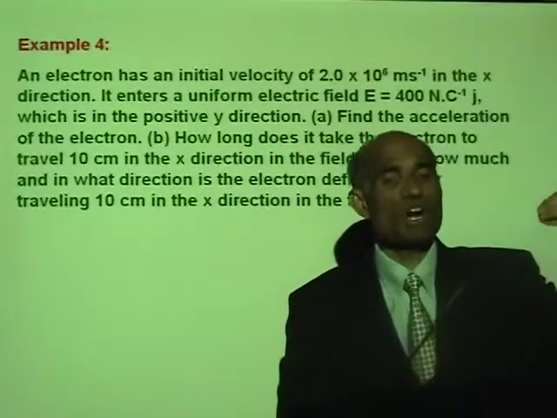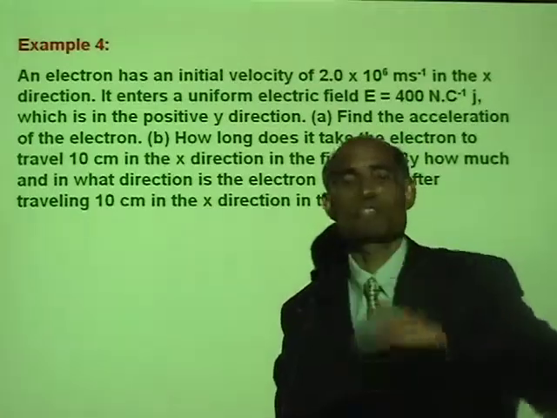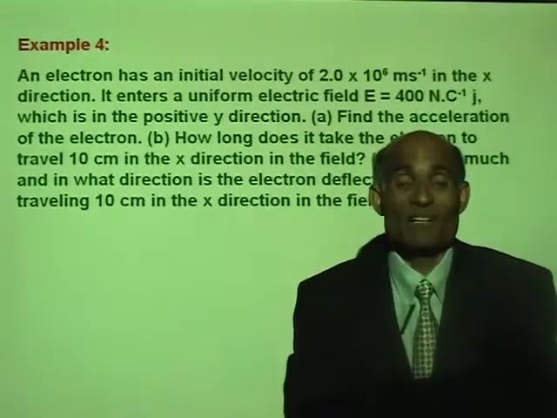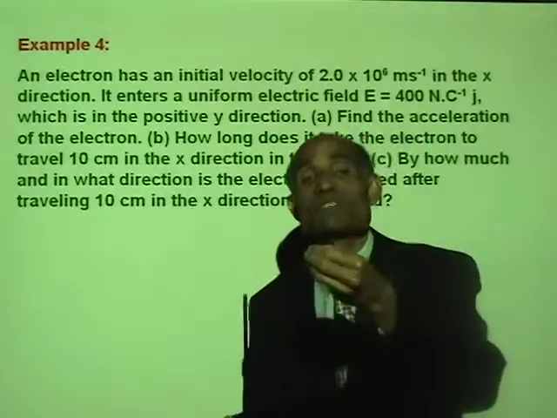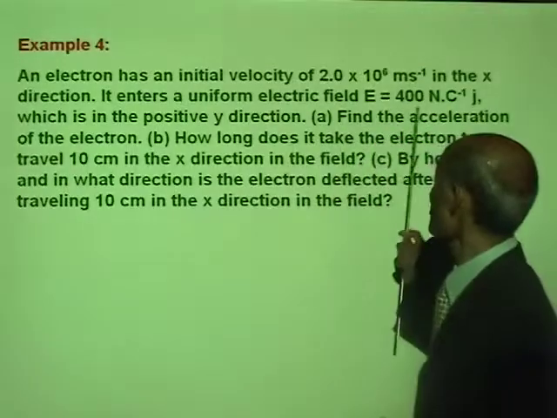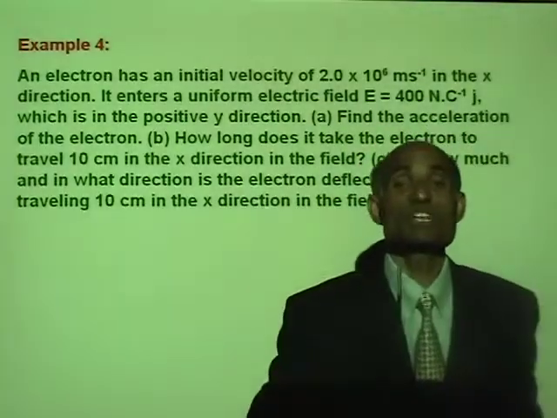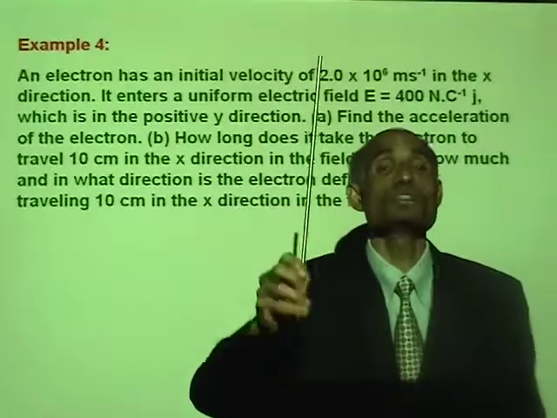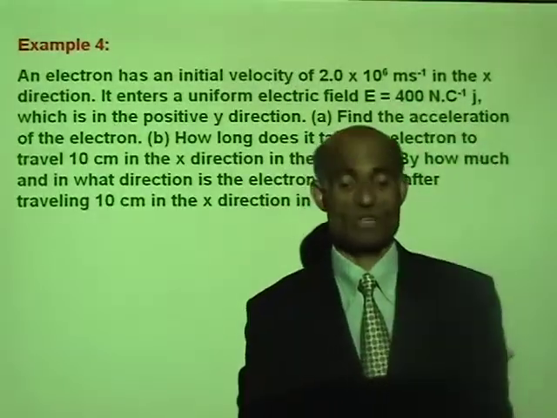So, an electron enters an electric field. An electron is a charged object. That means when it enters an electric field, it will experience a force. Now, what is the direction of the electric field? The electric field is directed upward, 400 Newton per Coulomb J in the positive y direction.